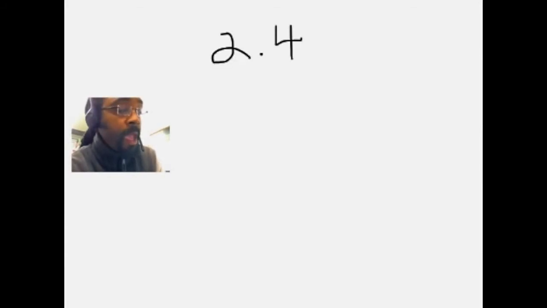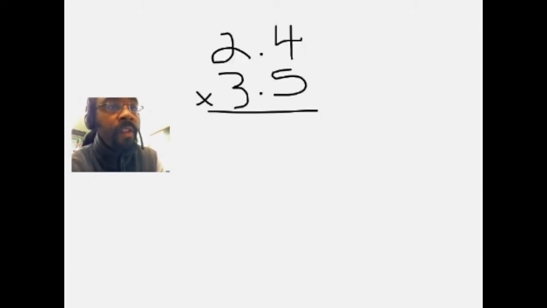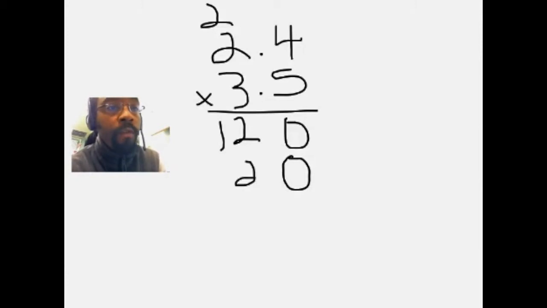This ties in nicely to multiplying decimals. So we're going to do our next problem. Please put on your paper 2.4, and we're going to multiply that times 3.5. You can see this here. 4 times 5 is 20. Carry our 2. 5 times 2 is 10, plus 2 is 12. Make sure you put a placeholder. Then do 3 times 4, which is 12. Carry our 1. 3 times 2 is 6, plus 1 is 7.